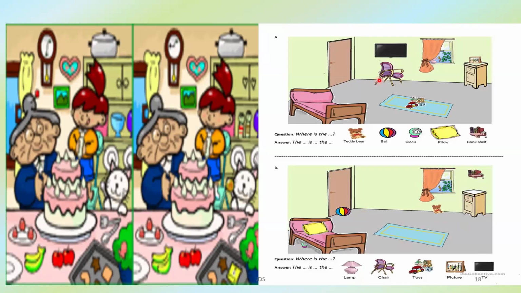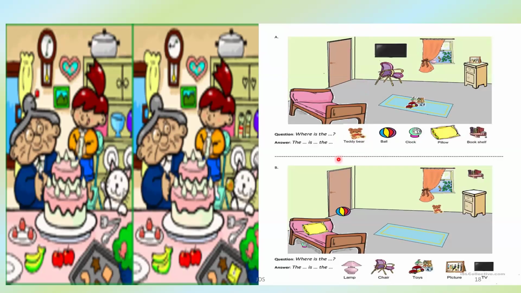So in your picture, you have all these objects. See, you have the chair, you have the lamp, you have the toys. Everything is there. So I need to ask questions and get information from you. You will reply. When you reply, I have to draw those objects in my picture. Similarly, you don't have these objects. The teddy bear, ball, clock, pillow, and the bookshelf are not in your picture. So you have to ask questions from me and find out where these objects should be drawn in your picture.